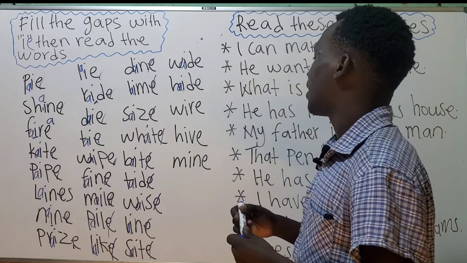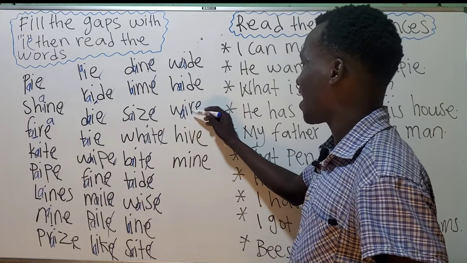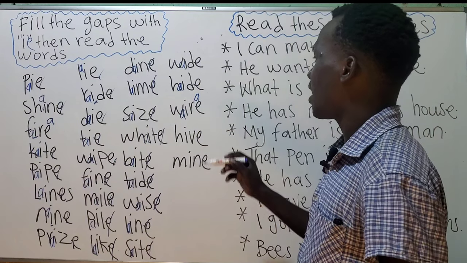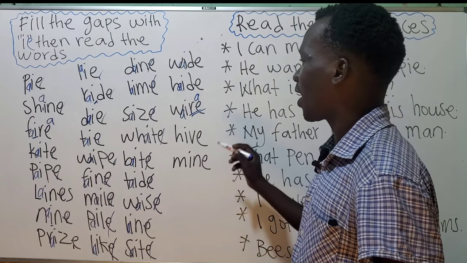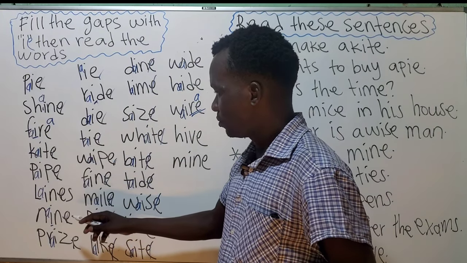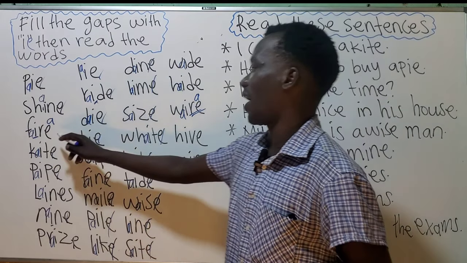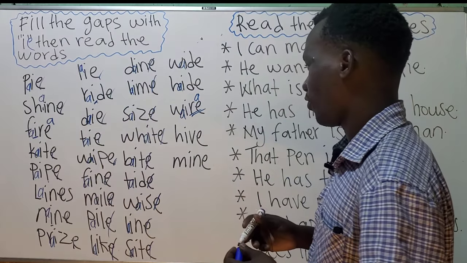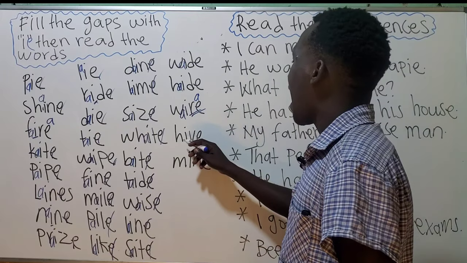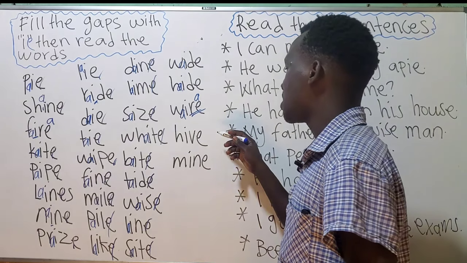Hide. Okay? And wire. Wire. This entire ER sounds like A. Wire. And then, also as I told you here, fire. ER sounds like A at the end of the sentences. Hive. Hive is a house of a bee.